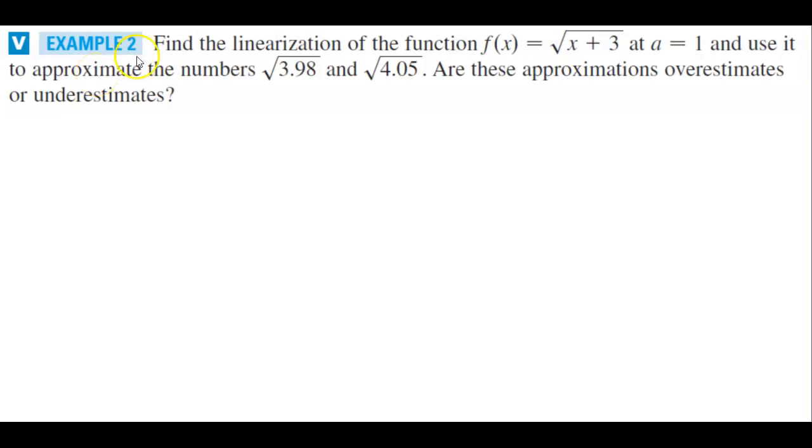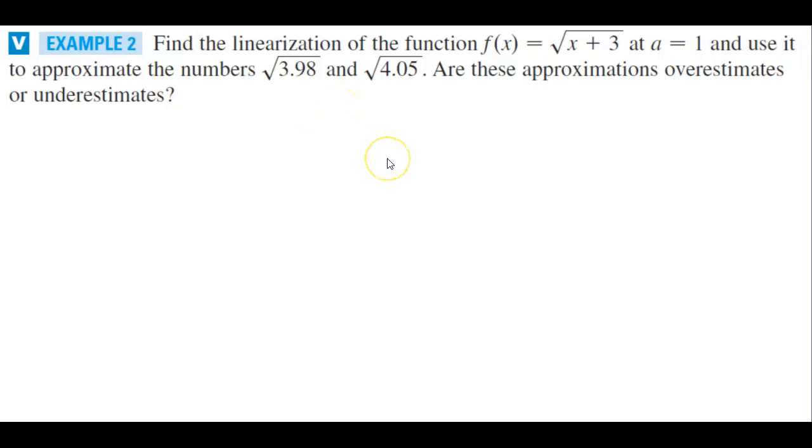Example 2, we want to find the linearization of the function f of x, which is equal to the square root of x plus 3 at a is equal to 1, and then use it to approximate the numbers the square root of 3.98 and square root of 4.05. Are these approximations overestimates or underestimates?